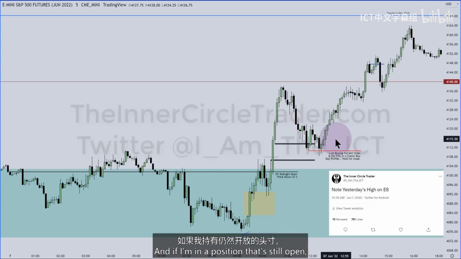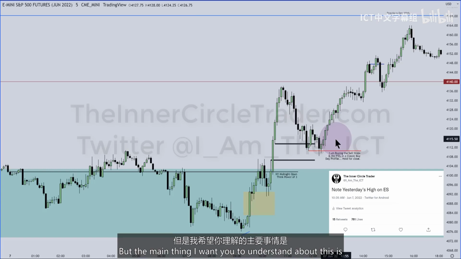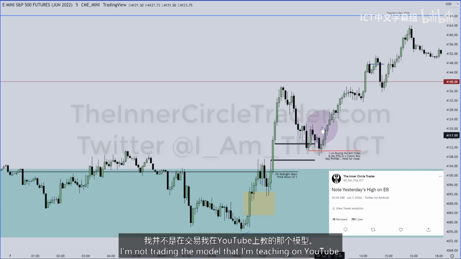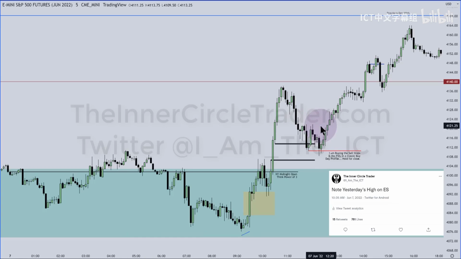If I'm in a position that's still open or have a partial open from the original position after partials have been taken, then I'm going to kill the trade and I'll move to the sidelines. But the main thing I want you to understand about this is I'm not trading the model that I'm teaching on YouTube. And you're probably going to say, well, why don't you just trade the model, Michael? Why don't you just teach us how to use the model? I am. When the model speaks, I'm going to show you.